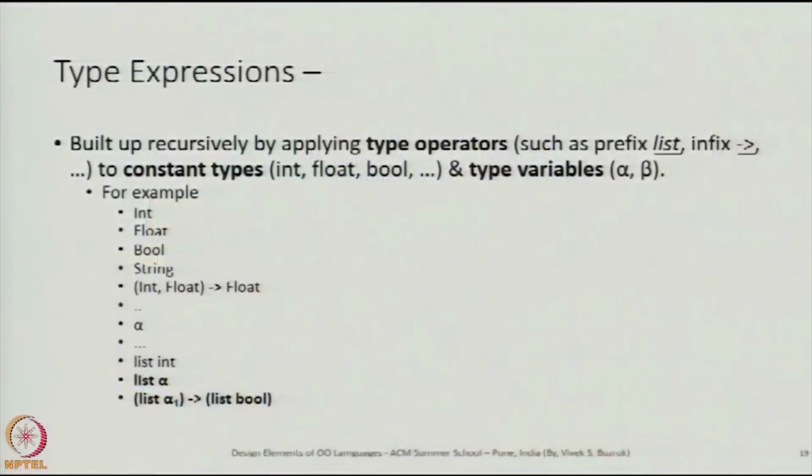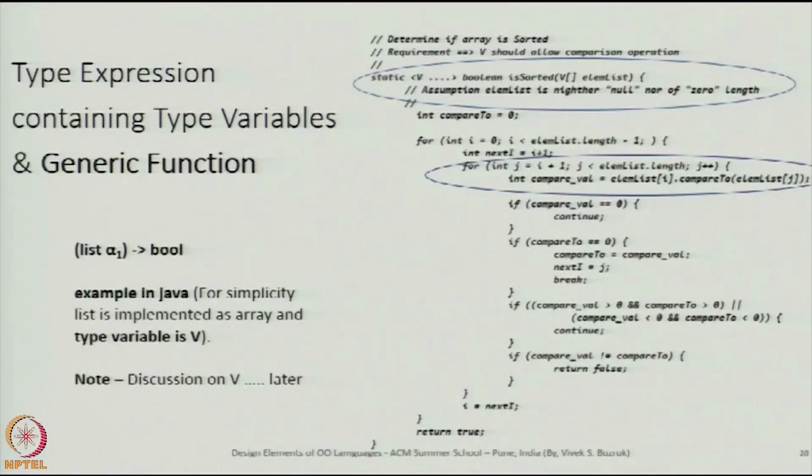simple thing, we do not have to get into list of alpha 1 to list of boolean. We can say that if alpha 1 to boolean I can define, that itself can in fact be a polymorphic function. So let us look at the example here. We are saying here list alpha 1 to boolean. What we are saying here is list alpha 1 to boolean.